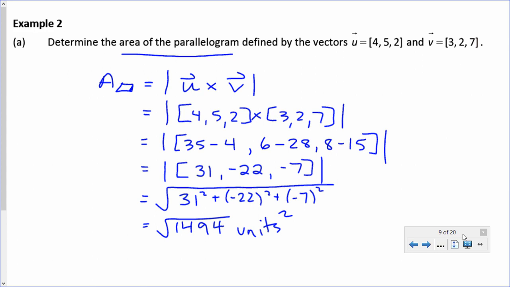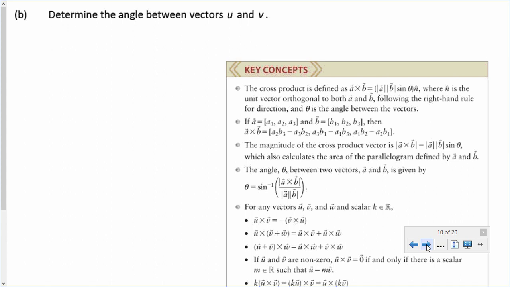All right. Now, find the angle between vectors u and v. Have we found angles between vectors before? Yes. We sure have. We could do dot product. We could totally do dot product.